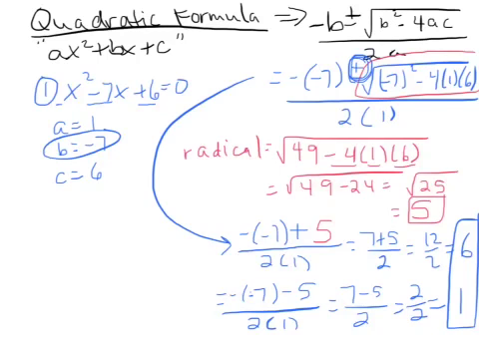Alright, now that's a lot that's going on, so we're going to take a look at another one. But every time this radical, it's not always going to come out to be a nice, pretty, perfect square. So we're going to take a look at one where you're going to get a decimal for an answer.